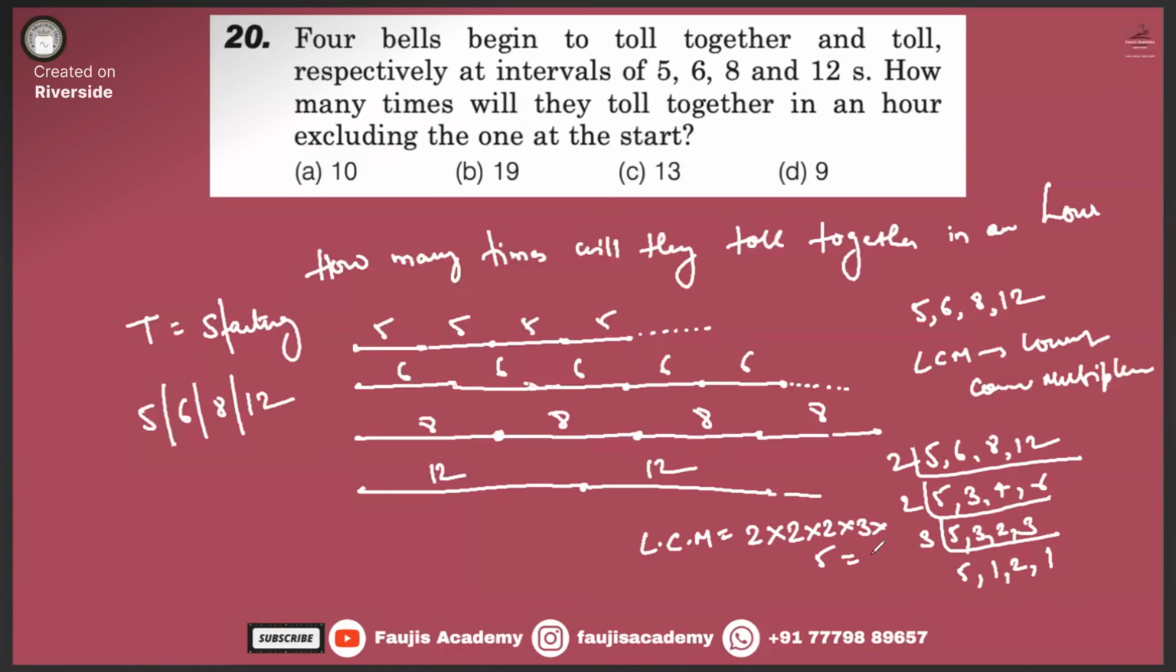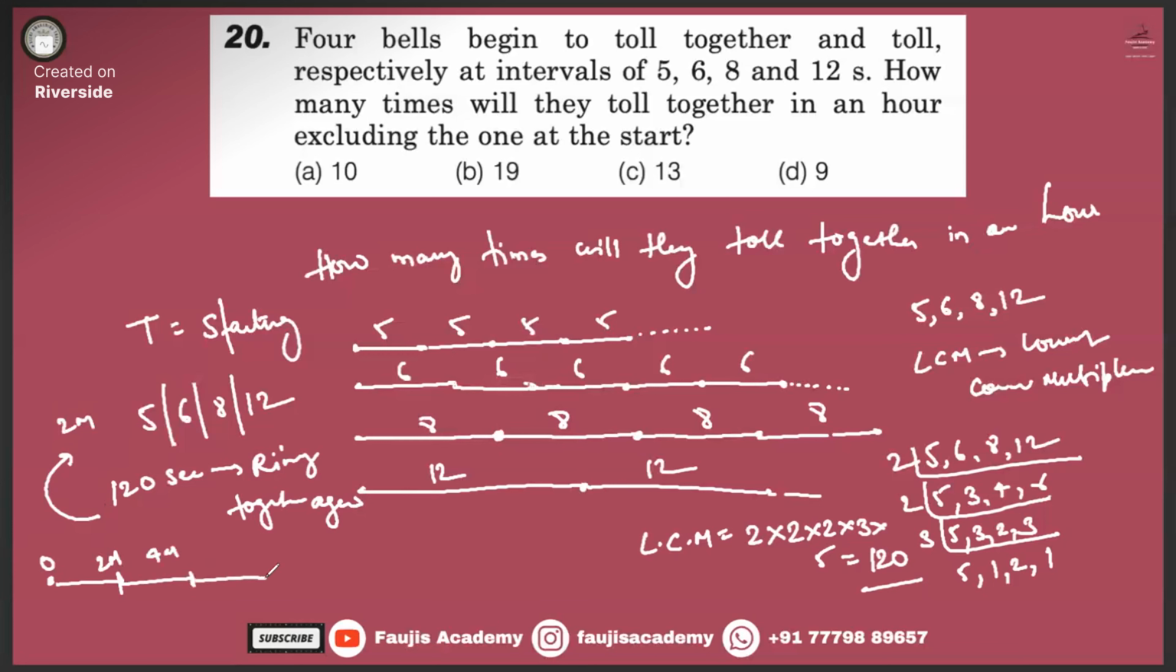Open for all. Tell me. What is this number? Quick. Come on, guys. Sir, 120. 5 into 3, 15, 30, 60. Right, sir. So, 120 seconds. After 120 seconds, they will toll together again. That means after every 2 minutes, first was at 0, then 120 seconds is nothing but 2 minutes. Then the first at 2 minutes, then another at 4 minutes, then another at the 6th minute, and something like that.